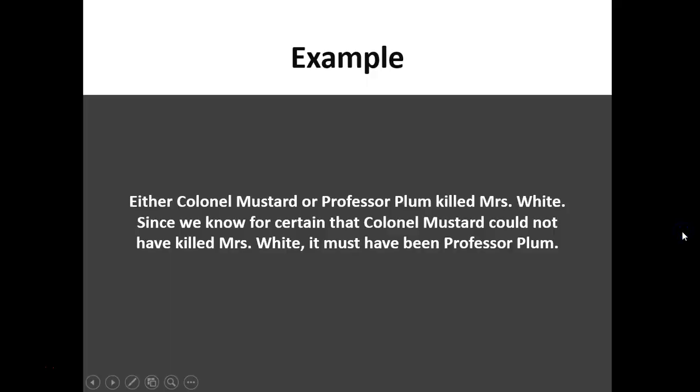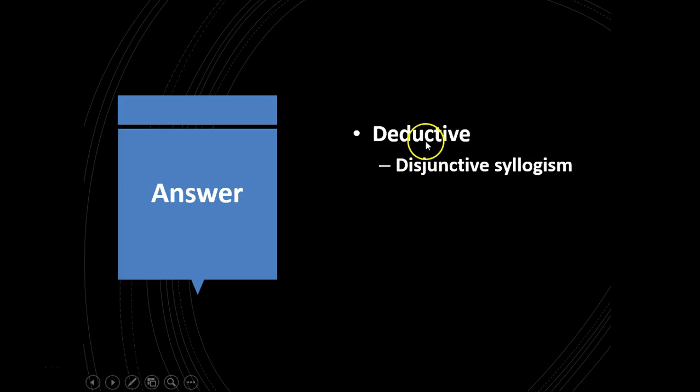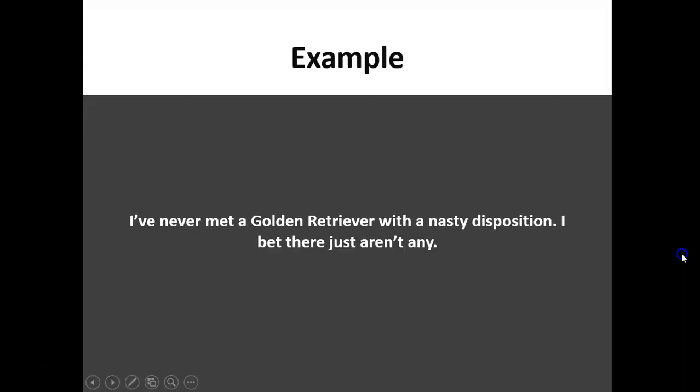Okay, ready? Either Colonel Mustard or Professor Plum killed Mrs. White. Since we know for certain that Colonel Mustard couldn't have killed Mrs. White, it must have been Professor Plum. Deductive, and that's a disjunctive syllogism. And how do we know? Because of that either-or claim. It was an argument by elimination.